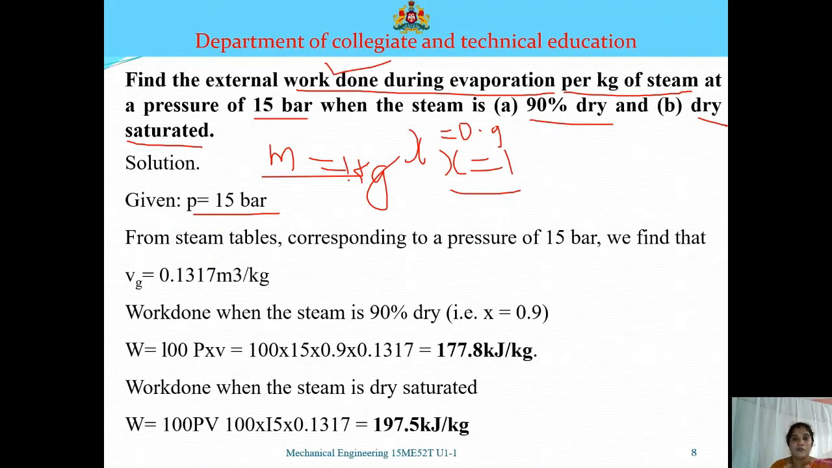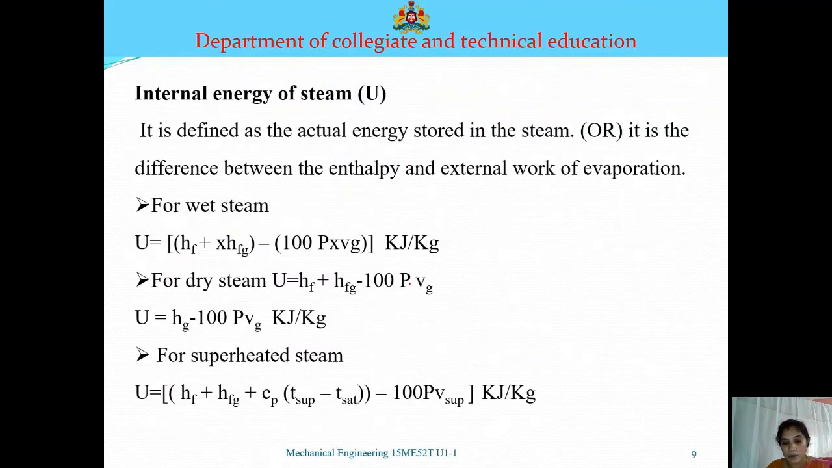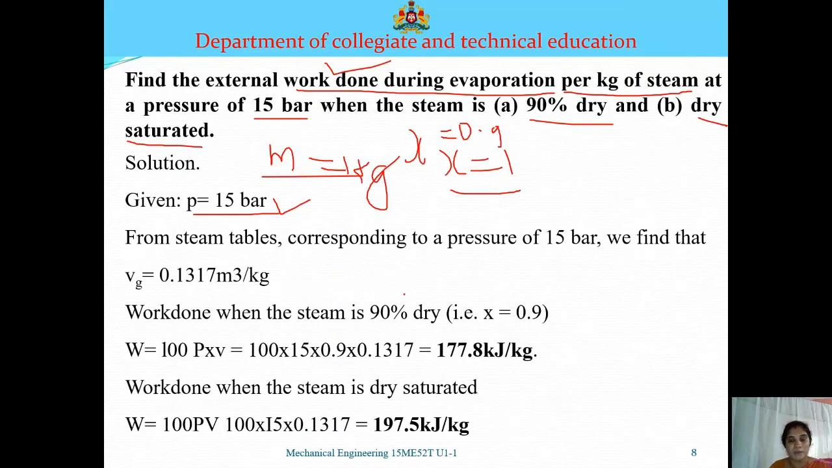For that, first let us write down the given data. They have given the pressure as 15 bar. We'll make a note of that. And from the steam table, I'm hoping that you already know how to see the steam table. I have not pasted the steam table on this particular slide. So from the steam table, for pressure 15 bar, the Vg value is 0.1317 meter cube per kg.